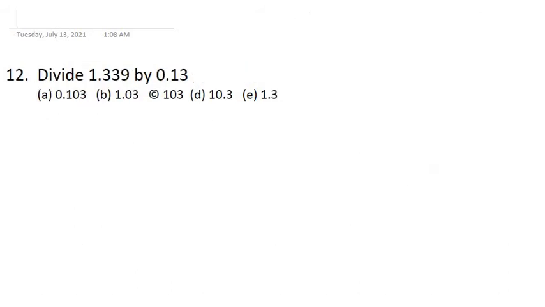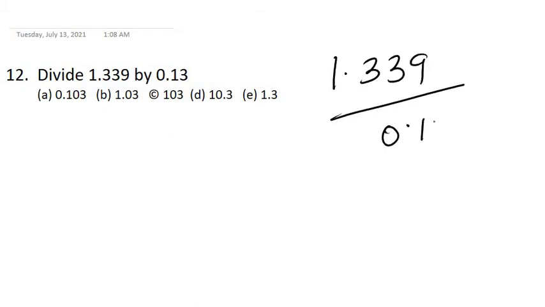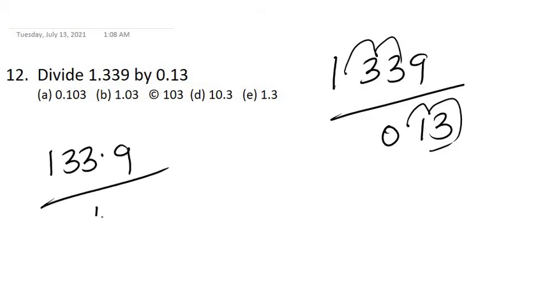Question 12. Divide 1.339 by 0.13. I'm going to make this a whole number. Move the decimal 1, 2. Move the decimal 1, 2. So we have 133.9 divided by 13. Ignore the decimal point.